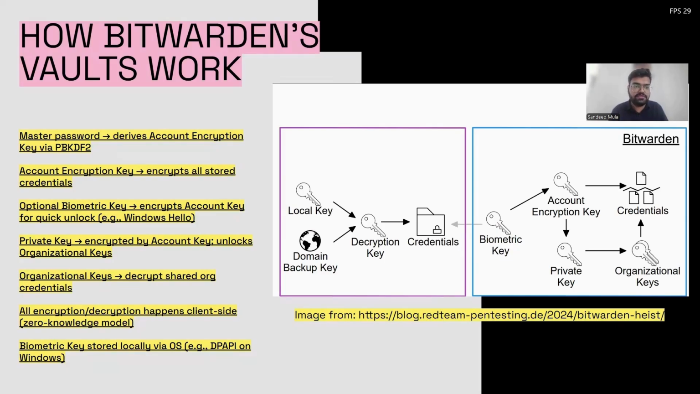At the beginning of setting up Bitwarden, you are asked to create a master password. This master password undergoes a hash via the PBKDF2 process, and the resulting key is called the account encryption key. The account encryption key encrypts all the stored credentials. Bitwarden also supports optional biometric key unlocking using biometric unlock systems like Windows Hello. Bitwarden also uses a private key to store its organizational keys. This helps in creating a layer of separation between the different secrets.